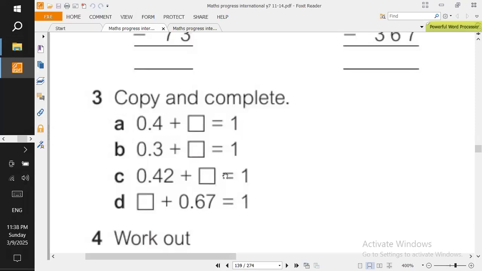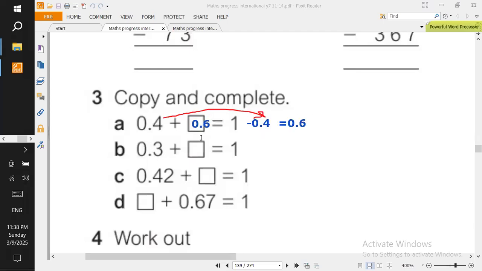Now, here, you can solve it using algebraic steps or algebraic methods. For example, here, 0.4 plus what equals 1. I can take the 0.4 to the other side because it's added. I'm going to take it by subtracting here. So it's going to be 1 minus 0.4. And the answer will be, very good, 0.6. So the number in the gap here should be 0.6.